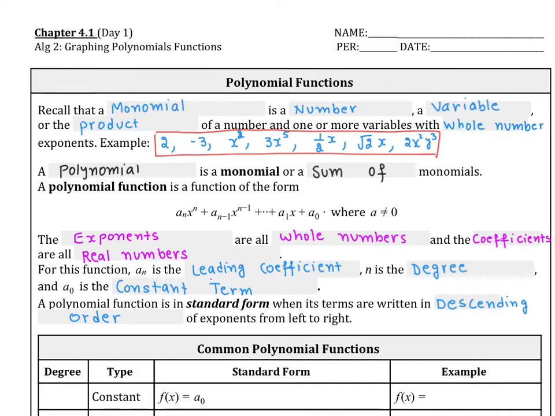For example, any positive or negative number is a type of monomial. Any single variable with any degree or exponent. Multiplication of two numbers, and that number can be a fraction, positive, negative, or a square root. And 2x squared y cubed is also a monomial. Just remember, if there is no plus or minus sign between these terms, it is called a monomial.